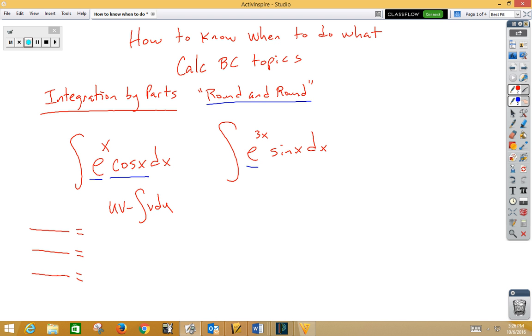Again, here we would have a round and round, but be careful about e to the 3x because there is an inside function there.